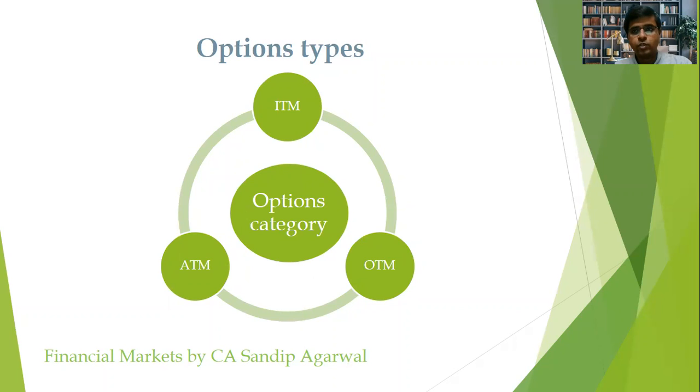These option types also I've explained earlier. There are 3 types of options under European and the American call option. One is ITM, which is in the money. Another is ATM, which is at the money. And third is OTM, which is out of the money.